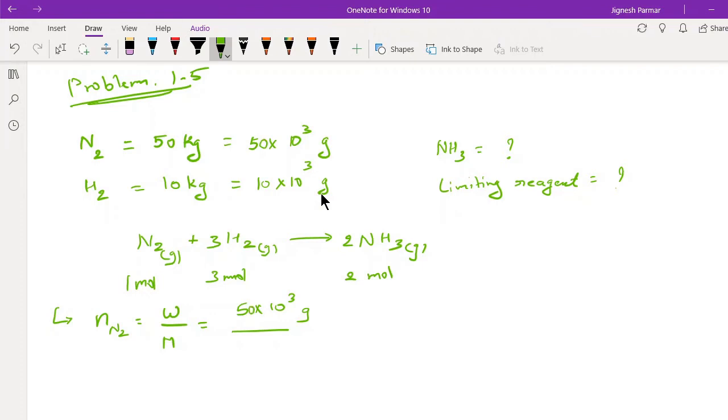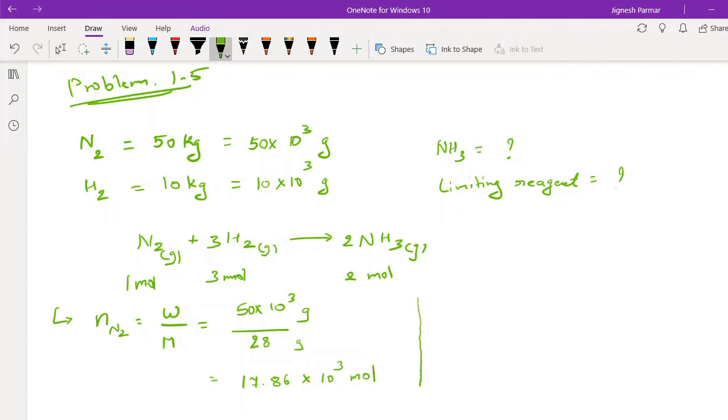What is the molar mass of N2? N2 means N is 14, 14 twos are 28, so I will take it directly. The gram gets cancelled, per mole it is, so that's why the unit will be mole. So what will I get? I will get the number of moles, and the number of moles will be 17.86 into 10 to the power 3 mole. This is the mole of nitrogen.